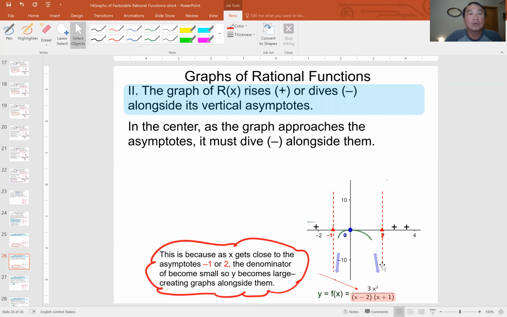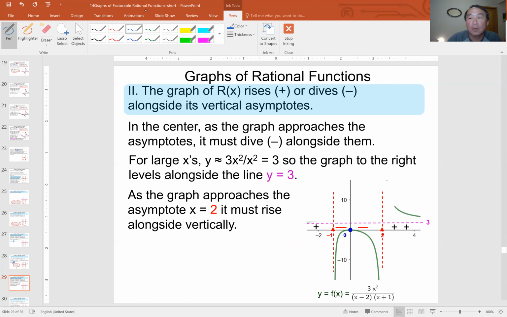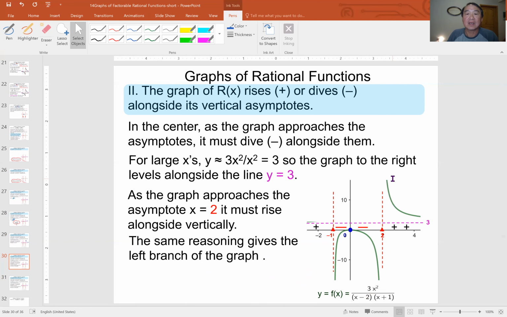And on the right-hand side, when x becomes very large, the fraction is basically equal to the quotient of the two front terms, which in this case equals 3. In other words, the points we plot will keep going up, and y levels out at y equals 3. Then along the vertical asymptote, it goes up. So the curve looks like that. On the left-hand side, similarly, the curve looks like this.